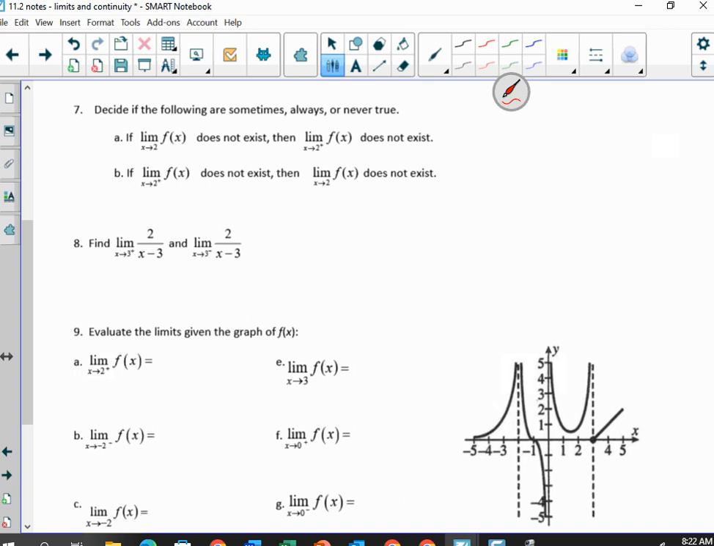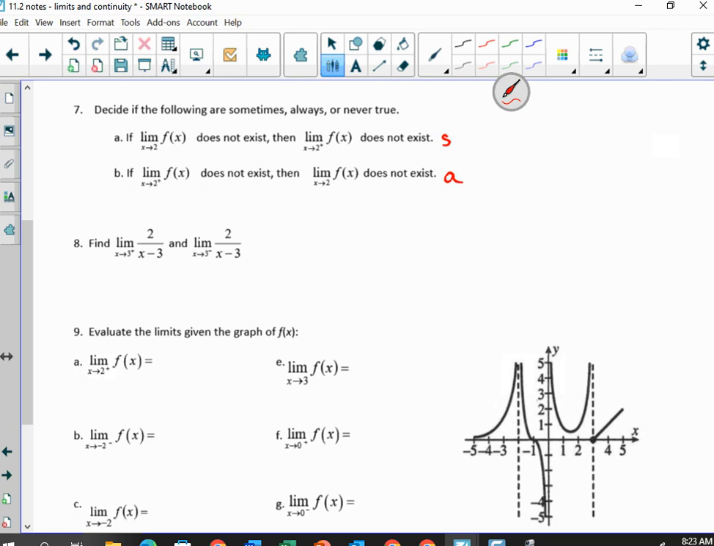Okay, so 7, letter A: if the limit as x approaches 2 does not exist, then the limit as x approaches 2 from the right does not exist. What do you think? Sometimes, always, or never? Sometimes. Good, just put an S. If the limit as x approaches 2 from the right does not exist, then the limit as x approaches 2 does not exist. Always. Okay, good. See, you guys remember stuff.